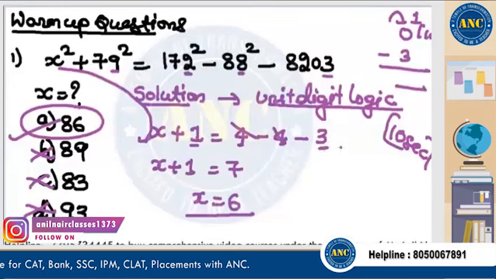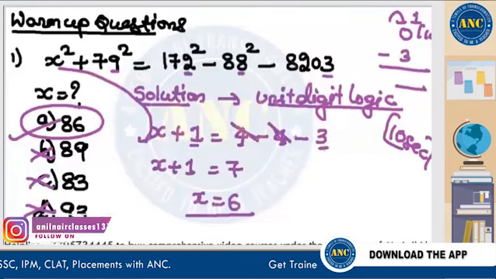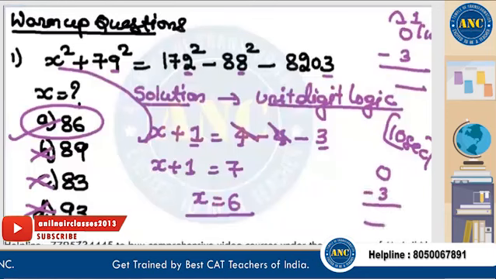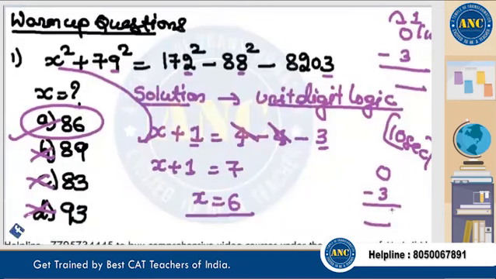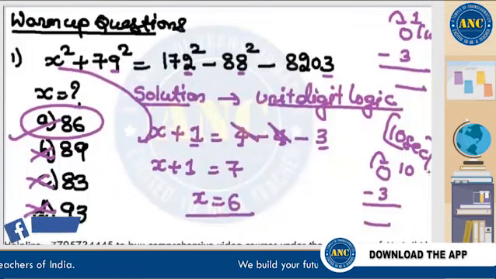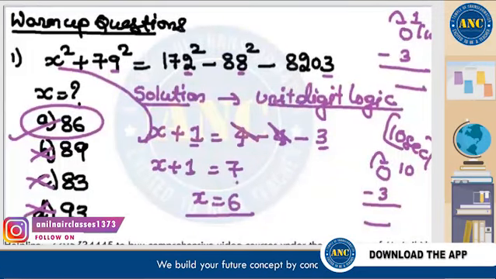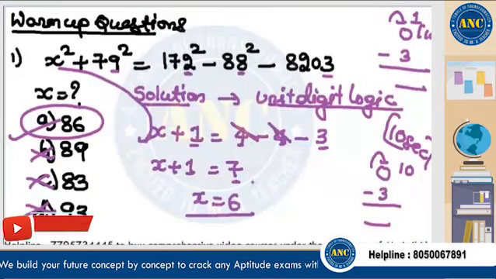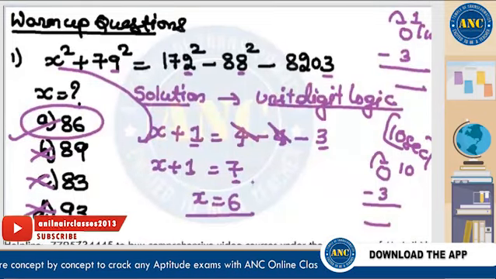The unit digit is 3. 4 minus 4 is 0. From 0, 3 is being subtracted. From 0, 3 cannot be subtracted. So I will take a carry 1 from the tens place. The value will become 10. 10 minus 3 is 7. X plus 1 is 7. So the X value will be 6. So the unit digit of the given value is 6.